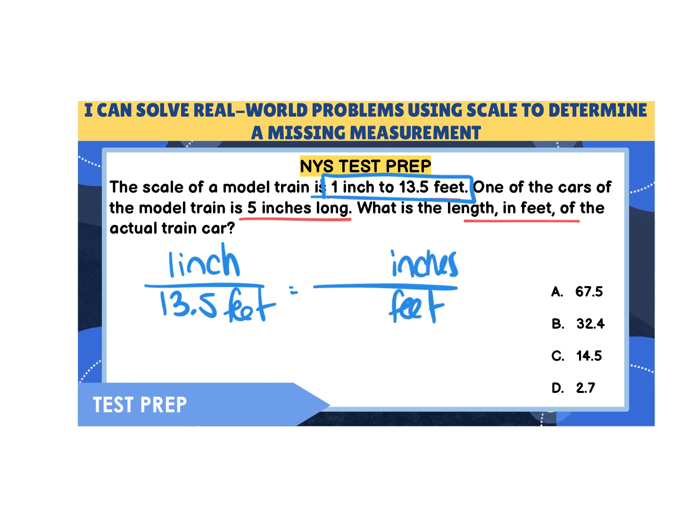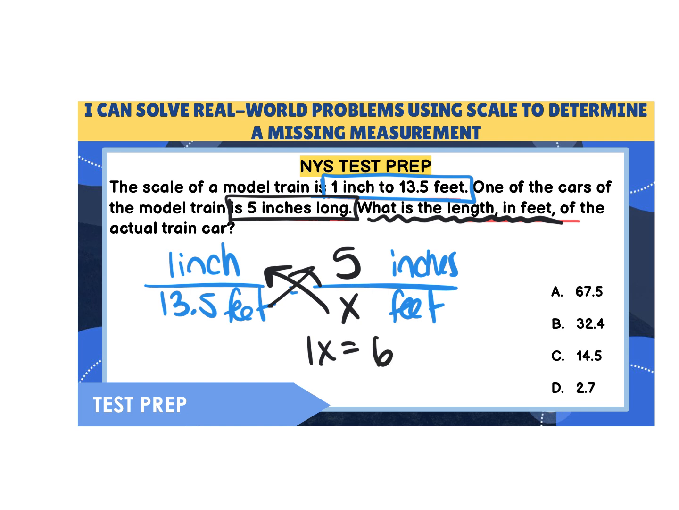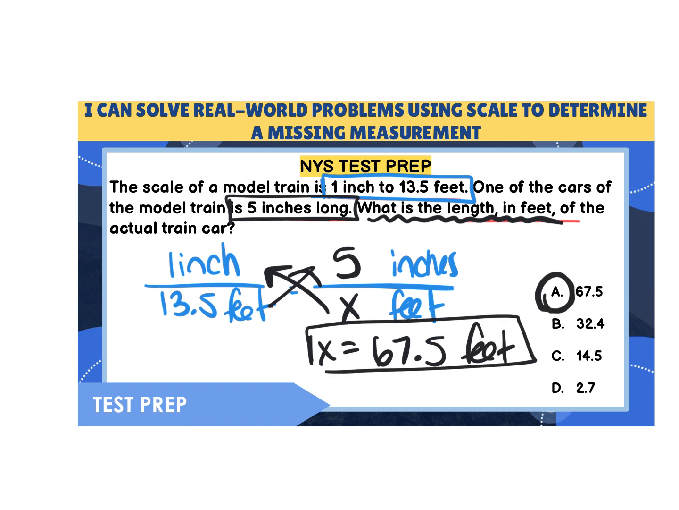We go back and it says that the train car is 5 inches long. So 5 is going to go on top next to my inches. And it says, what is the length in feet? That's what we don't know. That's why we put an x there. And then we can solve. 1 times x will give us 1x. And 13.5 times 5 will give us 67.5 feet. So choice A would be our answer.